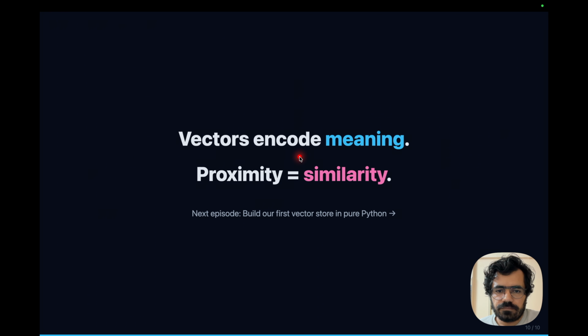A vector encodes meaning, or it just embeds meaning. Proximity is similarity. If those are close together, they really will have the same meaning, or if they are far apart, then we will say they have different meanings.